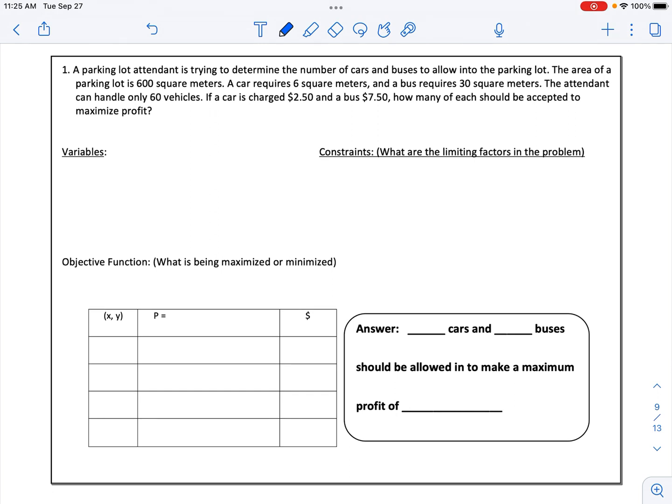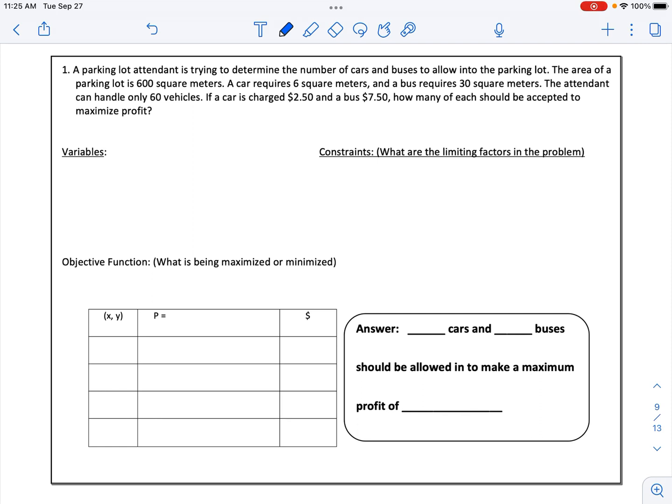This says a parking lot attendant is trying to determine the number of cars and buses to allow into the parking lot. The area of the parking lot is 600 square meters. A car requires 6 square meters and a bus requires 30 square meters. The attendant can handle only 60 vehicles. If a car is charged $2.50 and a bus $7.50, how many of each should be accepted to maximize the profit? So we're looking for the biggest profit.